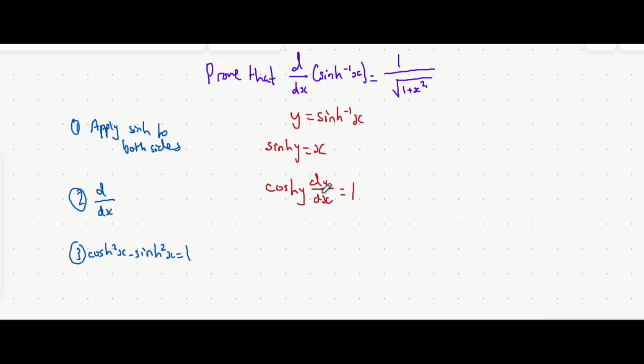Now, in order to get dy dx alone, we divide both sides by cos y, and when you do that, you get dy by dx is equal to 1 over cos y. However, this isn't in terms of x, which is what we want for our final answer. And that's where step number 3 comes in.